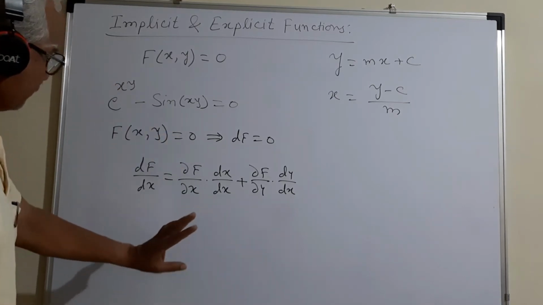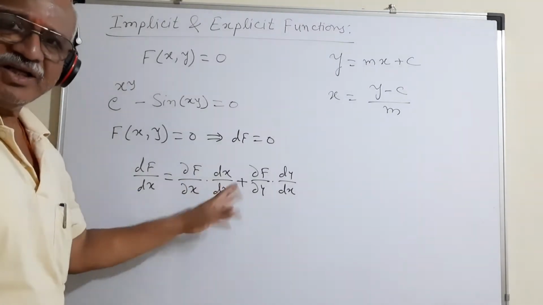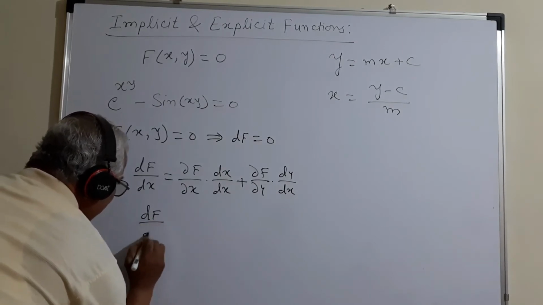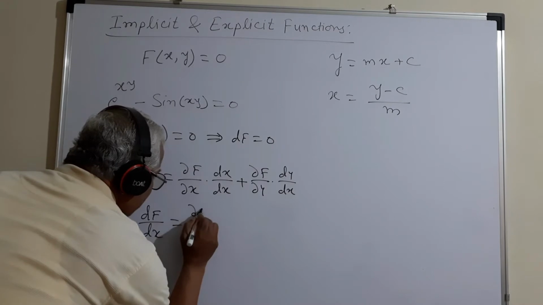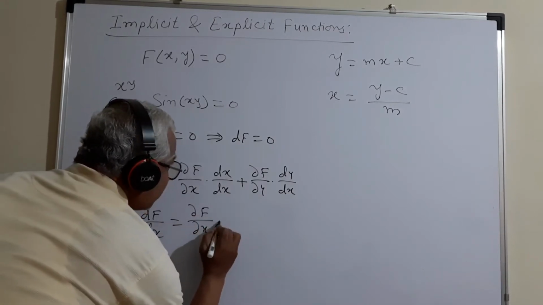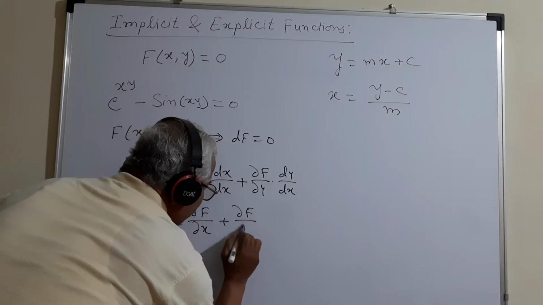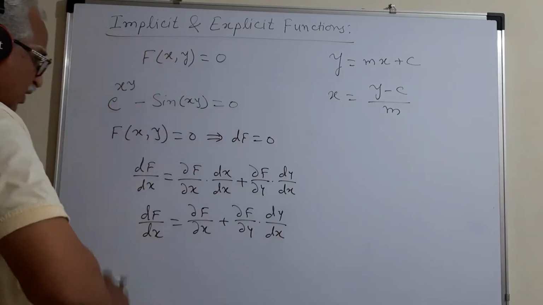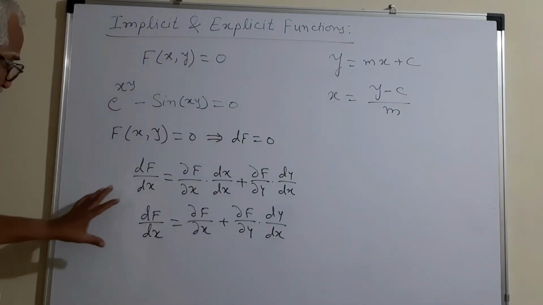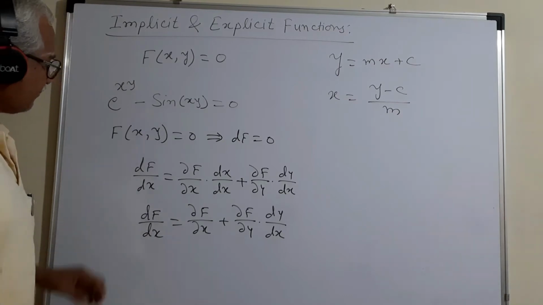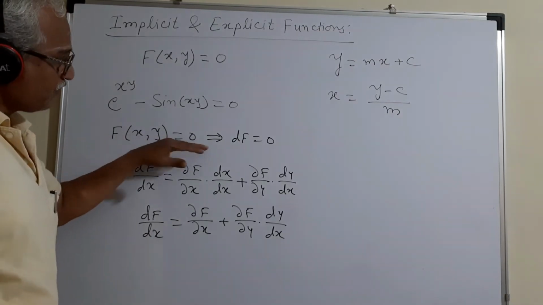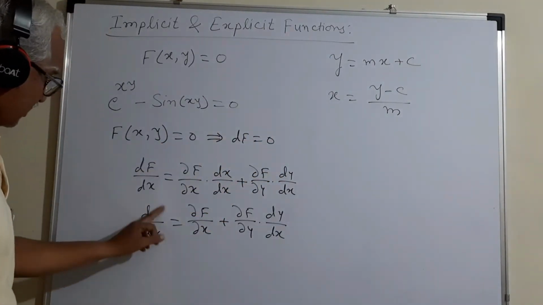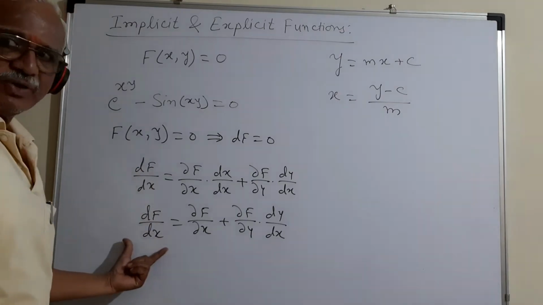So this is how we can obtain df by dx for the given function f, which is a function of two independent variables x and y, and the value of this function f(x,y) is equated to 0. So here what will be dx by dx? Dx by dx will be 1. So we can express this relation as df by dx is equal to dou f by dou x plus dou f by dou y into dy by dx. So here what will be df by dx? Since f(x,y) is equal to 0, df is also 0, and if df is 0, then the left hand side of this expression must be equal to 0.